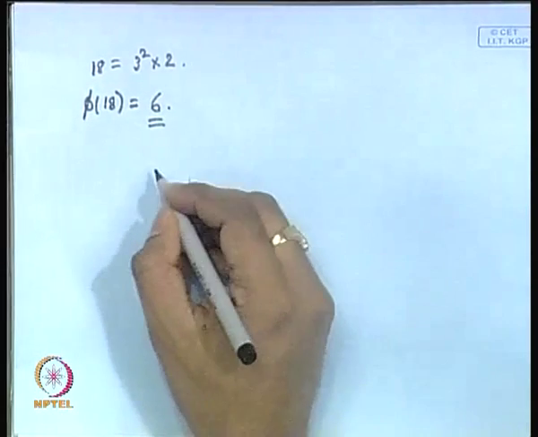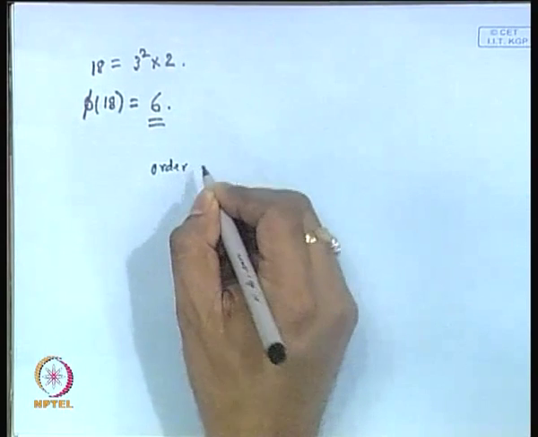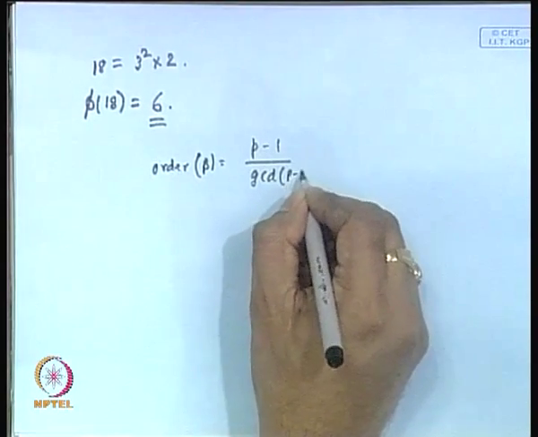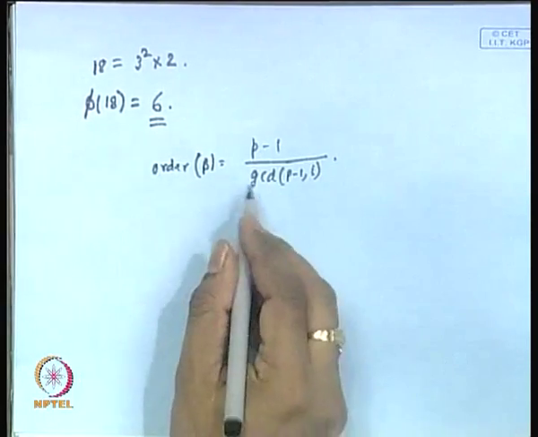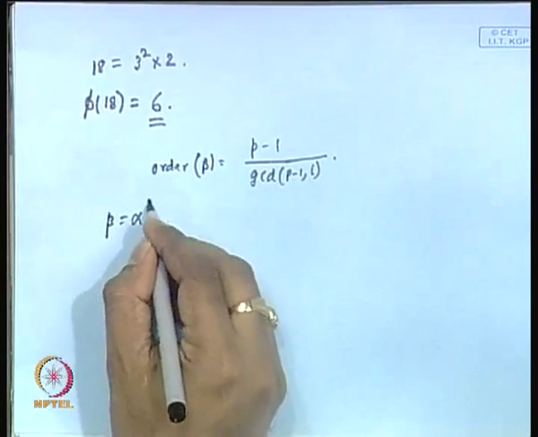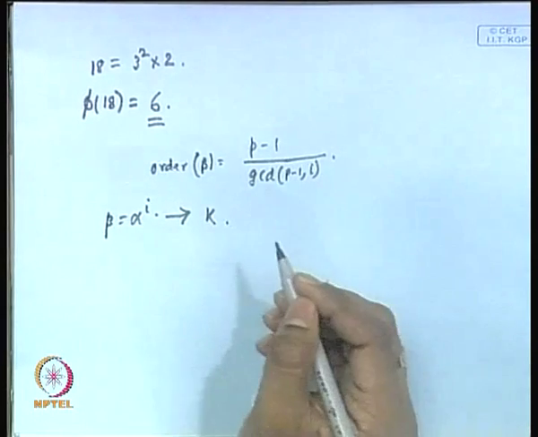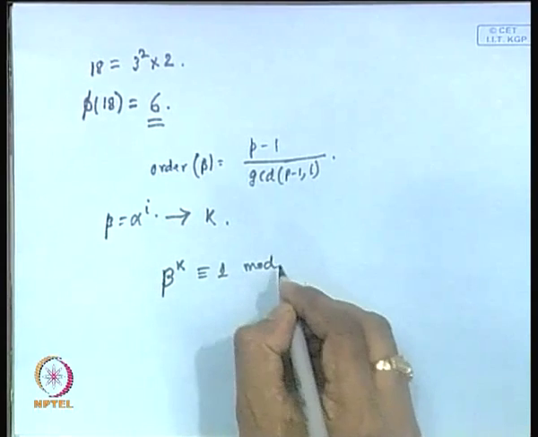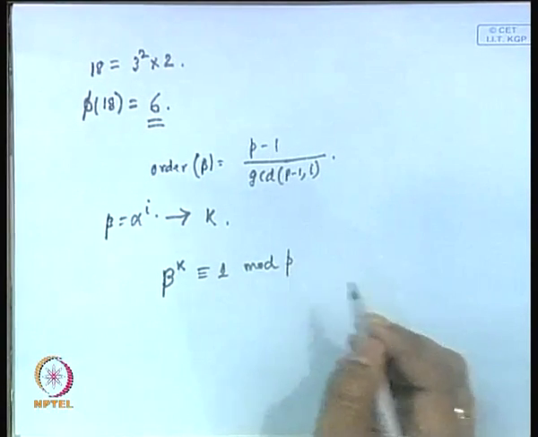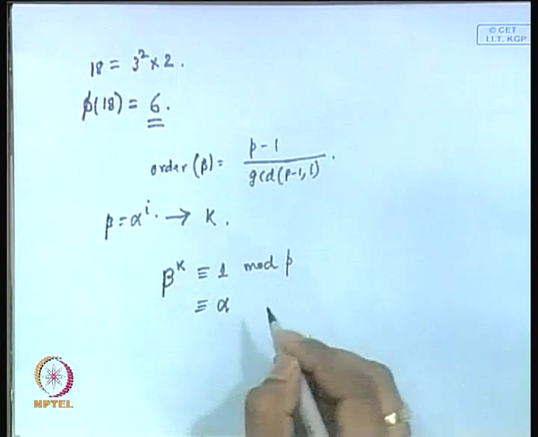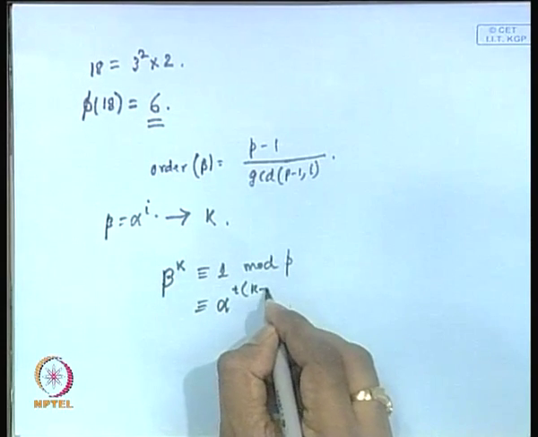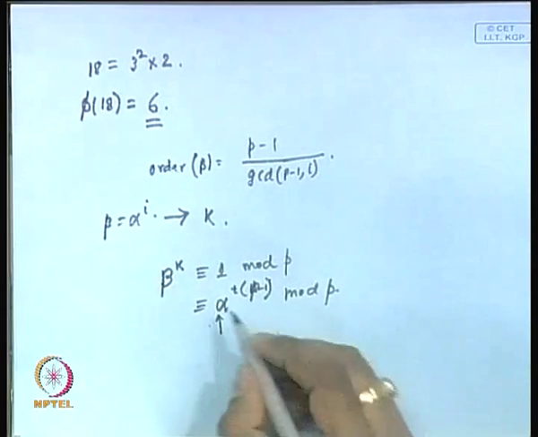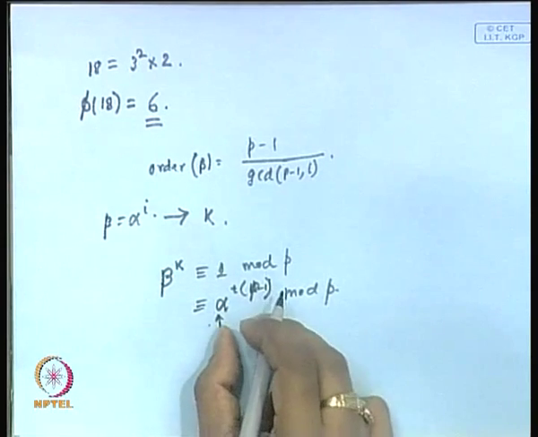Okay. So, now why the order of beta is equal to P minus 1 divided by GCD of P minus 1 comma i, we can also justify a little bit like this. I will try to give you a simple proof for this. If you take beta equal to alpha to the power of i, and let the order of this element be k, where k is some positive integer. Okay. So, that means beta to the power of k should be equal to 1 mod p, right? So, this one I could have written as alpha to the power of t into p minus 1 mod p, where alpha is the corresponding primitive element, right? Because alpha to the power of p minus 1 is what? 1, right? So, therefore, this is 1.